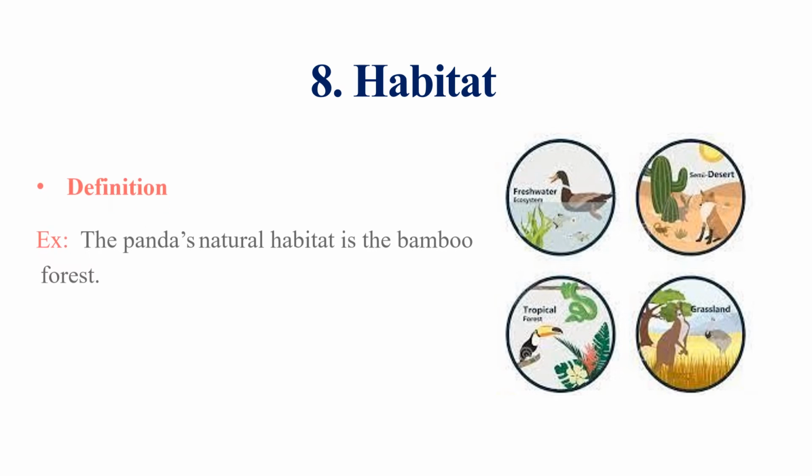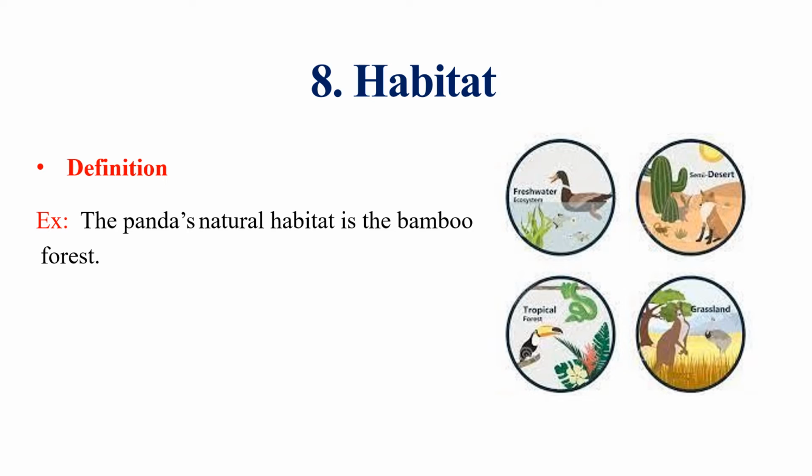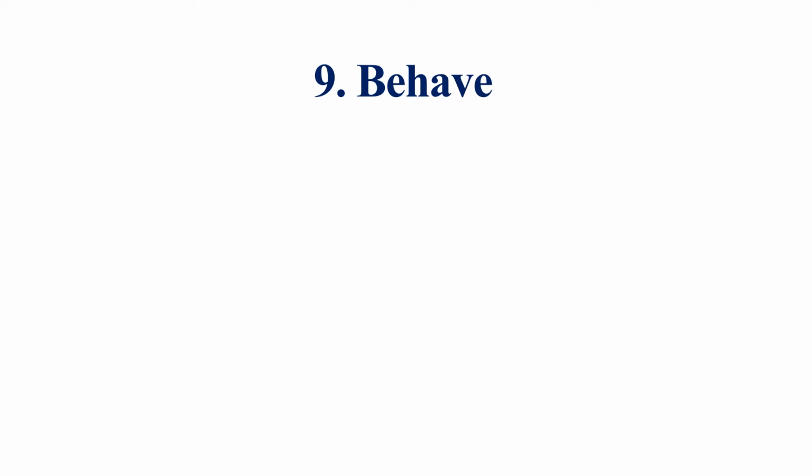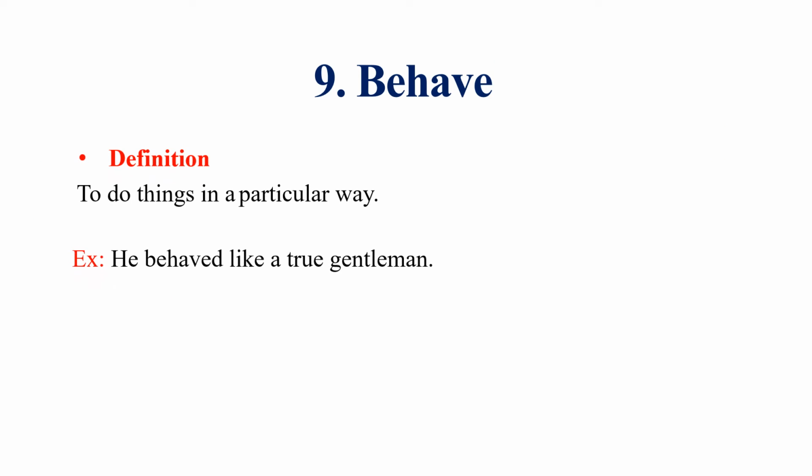Habitat. The panda's natural habitat is the bamboo forest. So the habitat is the place where people or animals or anyone can live. It's called the habitat. This word is a noun. Behave. Behave means to do things in a particular way, like when I say he behaved like a true gentleman. This word is a verb.